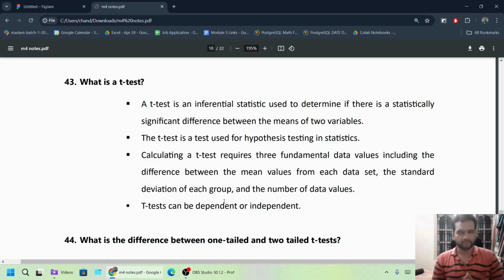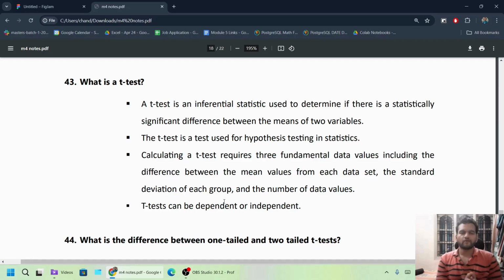What is a t-test? A t-test is an inferential statistic that we use to determine if there is any statistical difference between the means of two variables. The t-test is used for hypothesis testing in statistics. We will see the example in a later question. Calculating the t-test requires three fundamental things: one is the mean value from each dataset, the second is the standard deviation of each group, and the number of data values. And a t-test can be dependent or independent.